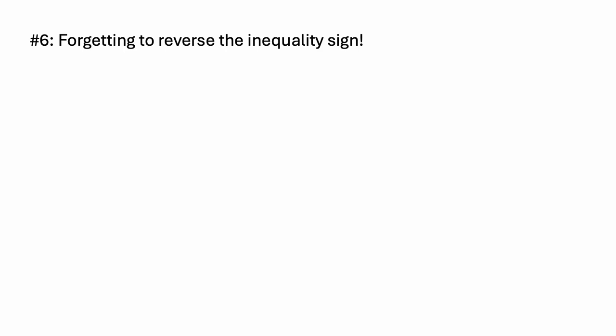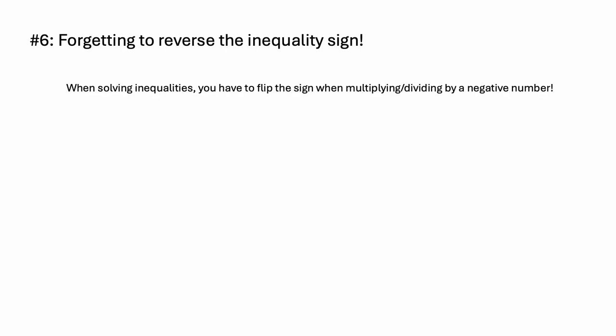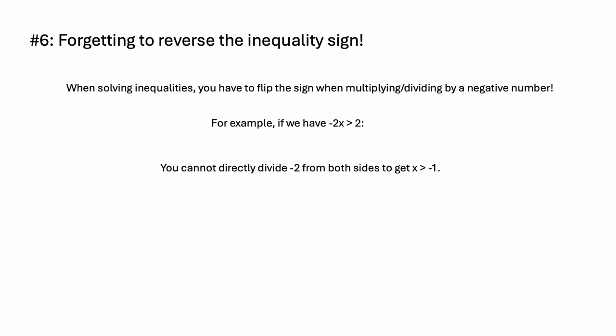Mistake number 6 is forgetting to reverse the inequality sign, particularly when multiplying or dividing by a negative number. So for example, if you have negative 2x is greater than 2, you cannot directly divide negative 2 from both sides as if it were an equality sign to get x is greater than negative 1. However, what you can do is divide, but if you do so, you have to flip the inequality sign as well. So your answer should be x less than negative 1.